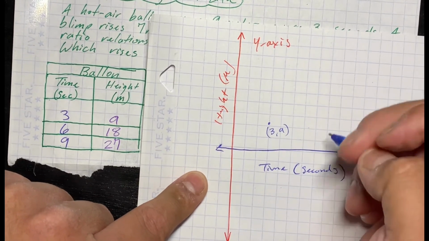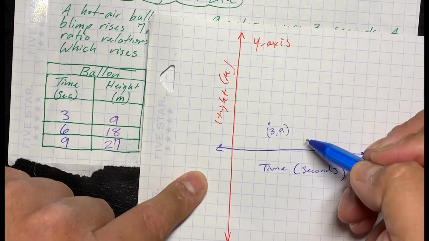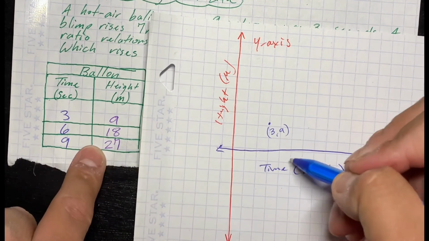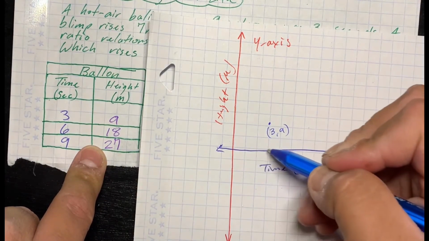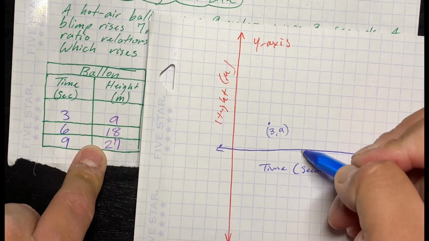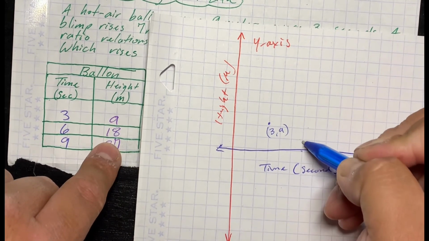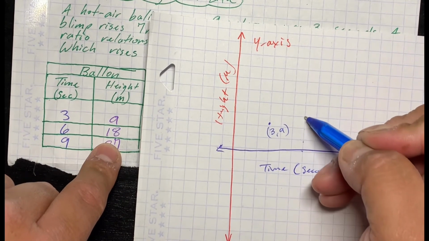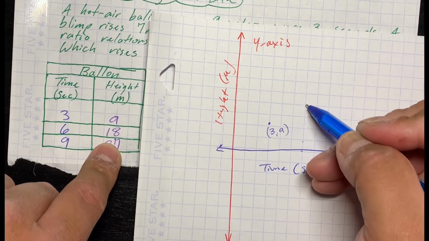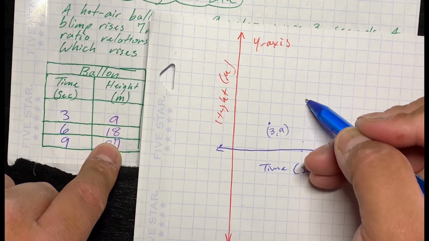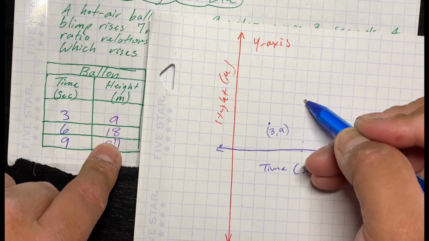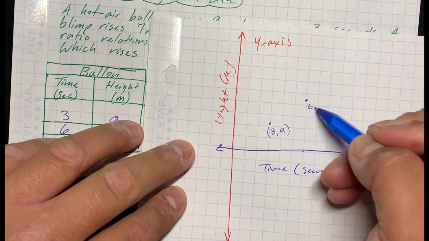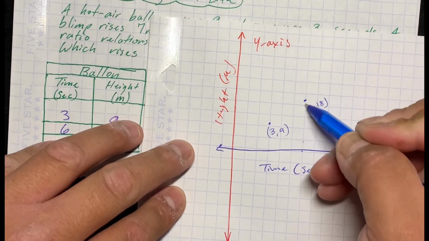Okay. Now, let's see here. In 6 seconds, 1, 2, 3, 4, 5, 6, we're going to go up 18 meters. So 4, 8, 12, 16, somewhere in here is 18 meters. So 6 seconds, it rises 18 meters.